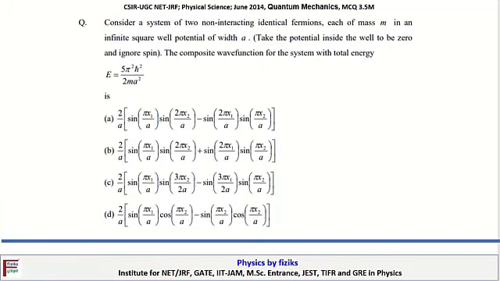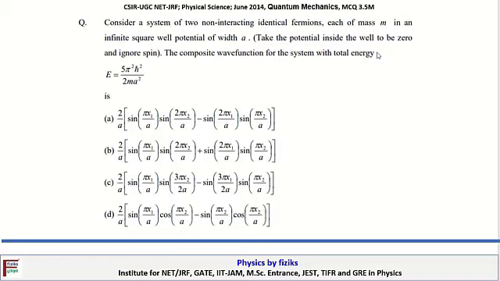We are discussing CSIR NET Physical Science June 2014 Problems of Quantum Mechanics. Here we are having a 3.5 marks MCQ problem. Let us read the statement of this problem.